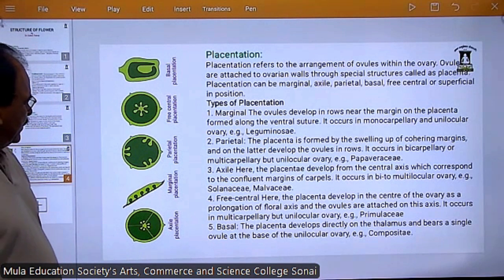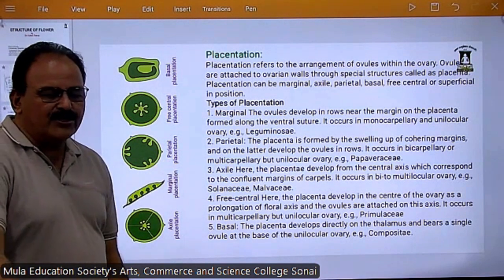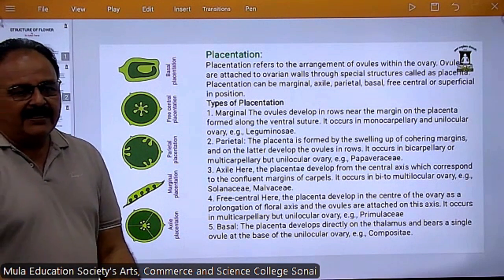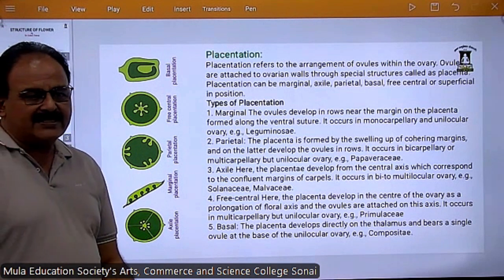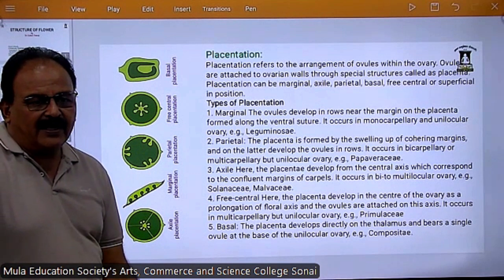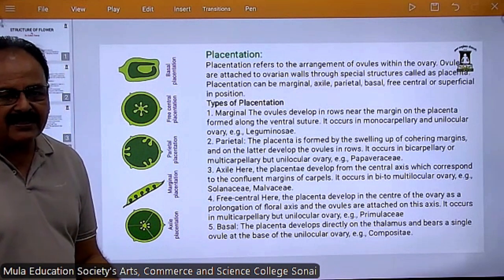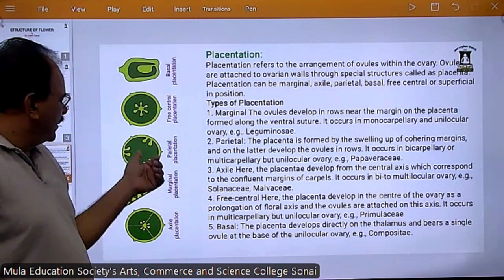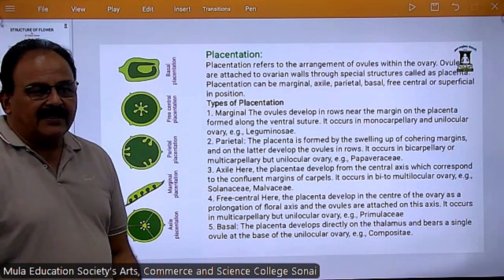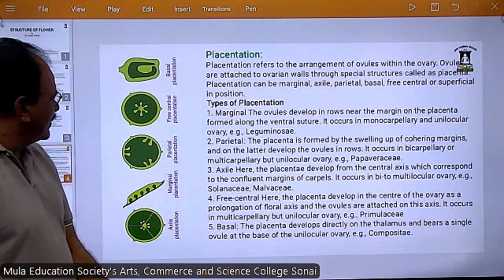This is a parietal position of ovules. The placenta is formed by the swelling of cohering margins, and on the latter develop the ovules in rows. It occurs in bicarpellary to multicarpellary but unilocular ovary. For example, the family Papaveraceae. Then the third type, that is axial placentation.